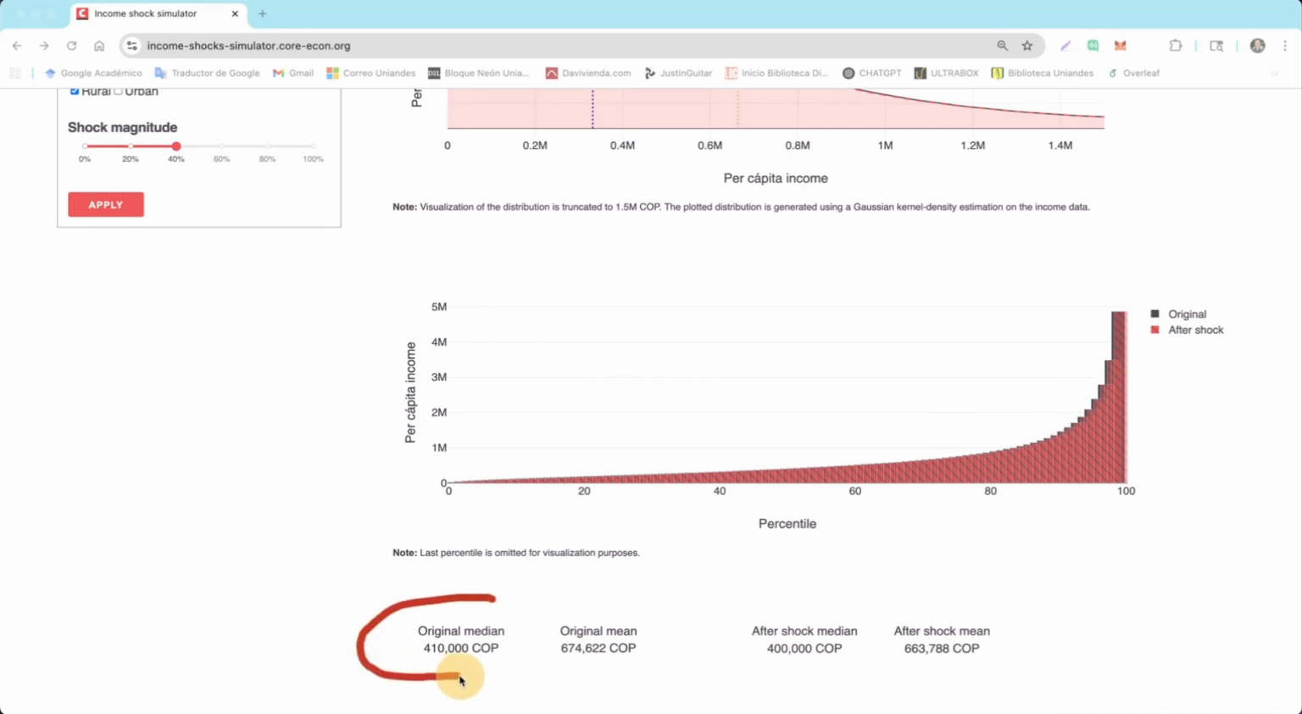In this particular and highly detailed part of the simulator, you can clearly observe the original, pre-existing median income levels and the corresponding average income levels for this specific and diverse population. You will undoubtedly observe that the median income significantly falls, and, in a similar fashion, the mean income also does indeed decrease as well.